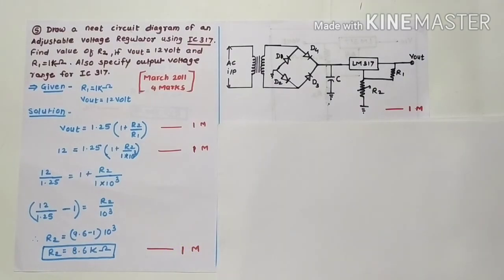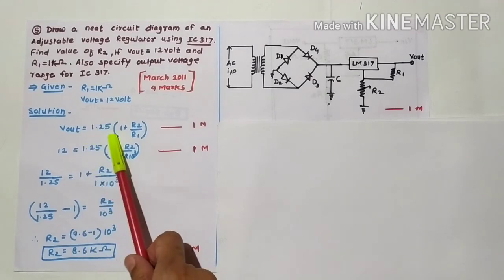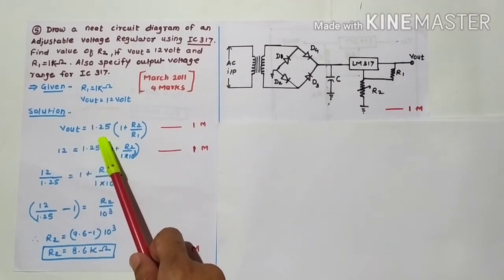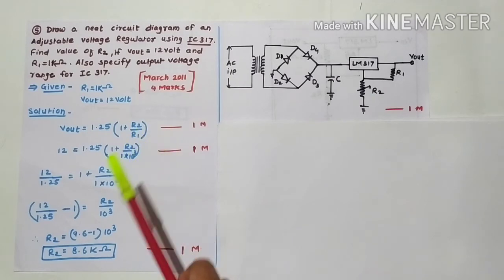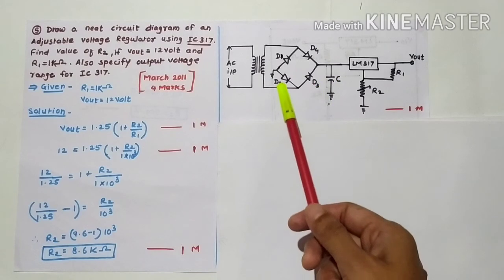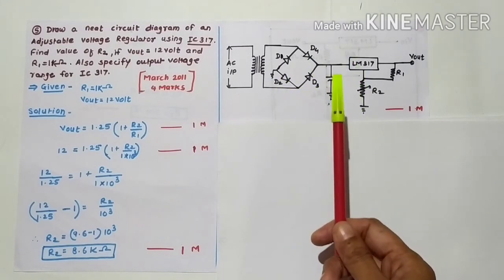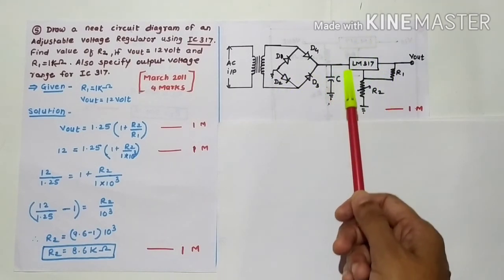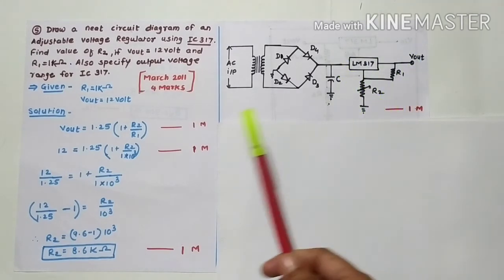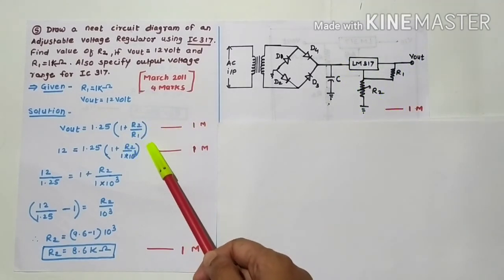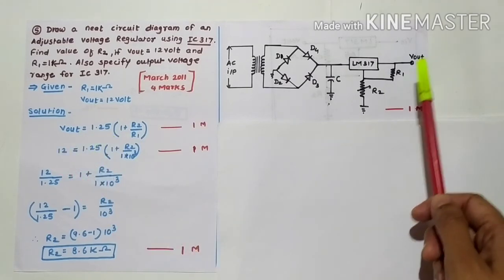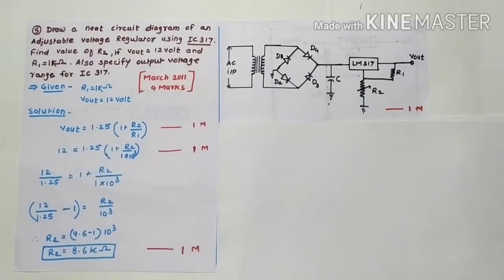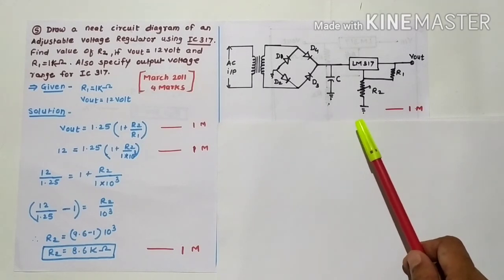Okay, students. Some of the students will bother about how to draw this diagram. You only have to know the formula of V output is equal to 1.25 into bracket 1 plus R2 upon R1. So simple formula. And this is a bridge rectifier circuit. You have to connect only a capacitor, and you know that this IC has only 3 terminals, 1, 2, 3, and as in this formula you can see R2, R1 and V out. So this is V out and R1 and R2 are here. So don't bother about this diagram.